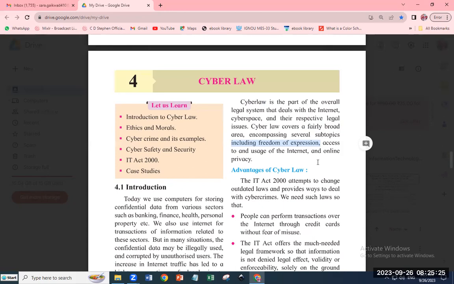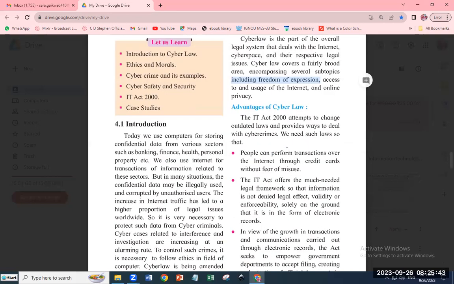So why are we enforcing cyber law? Everyone should get freedom of expression, and everyone should be able to access their own account and use the internet properly, with online privacy. So we are enforcing cyber law for all these things.